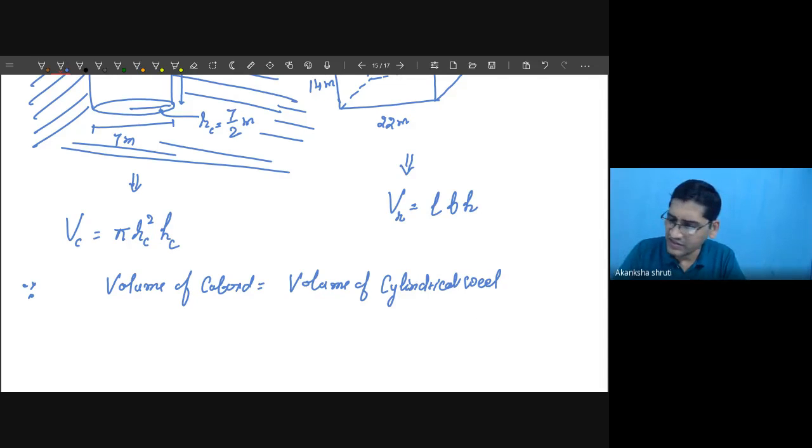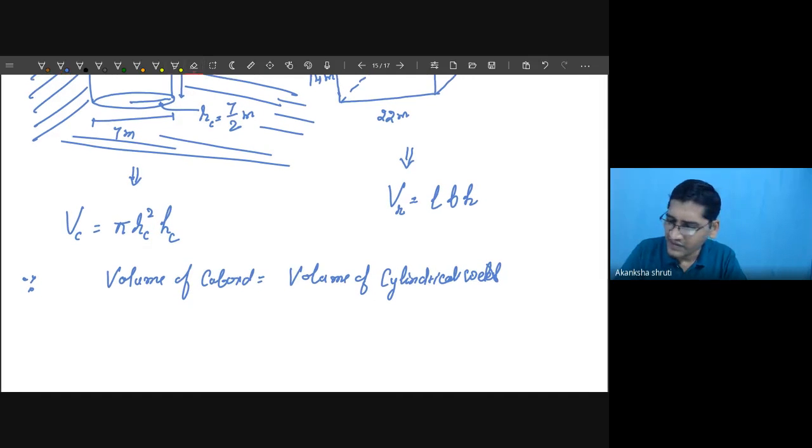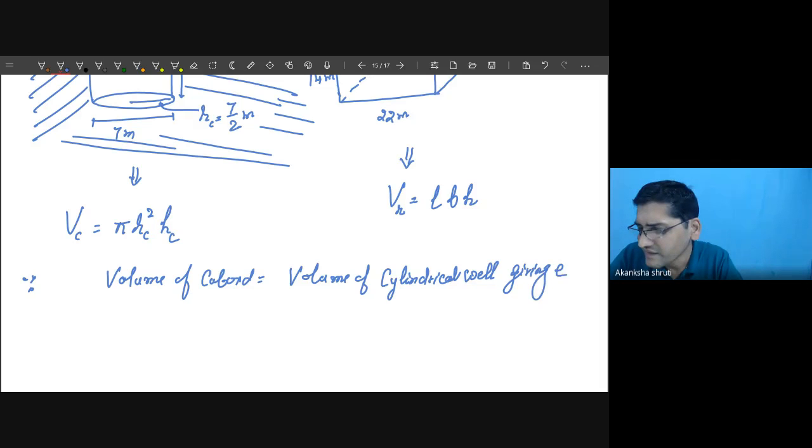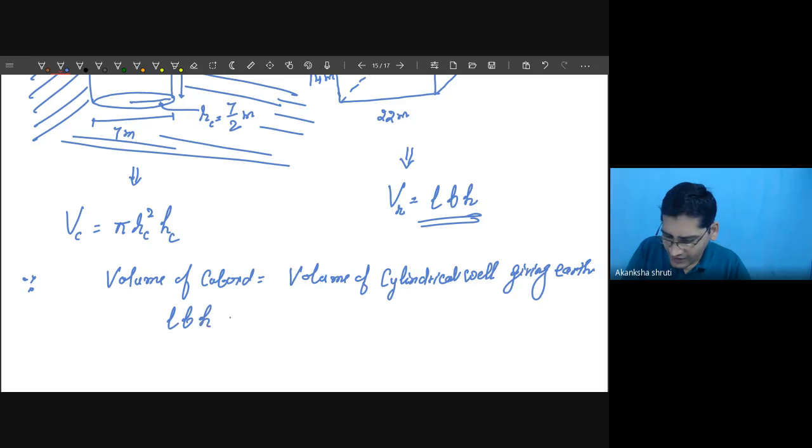From which the earth is taken out. So finally it is the earth, or the volume of the earth, that we are equating. So the volume of the cylindrical well giving the earth, and the volume of this cuboid is given by L into B into H, and the cylindrical well is pi RC square HC.